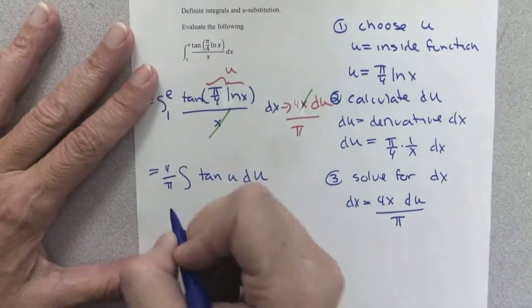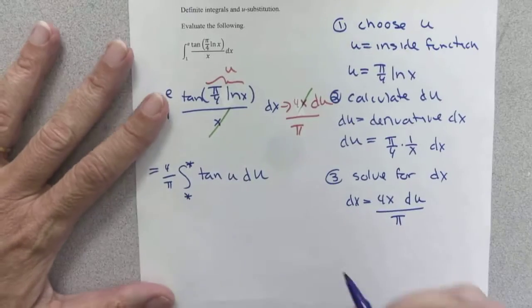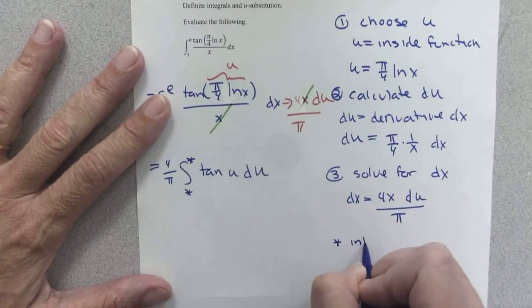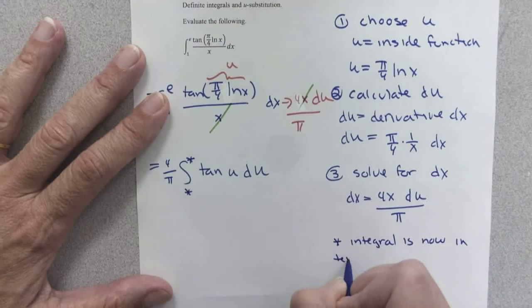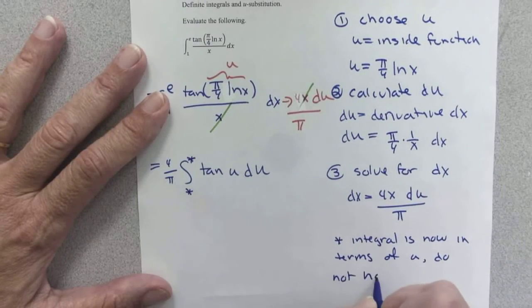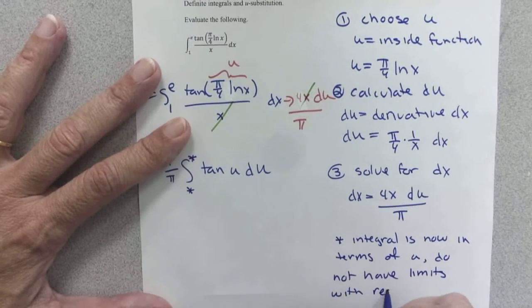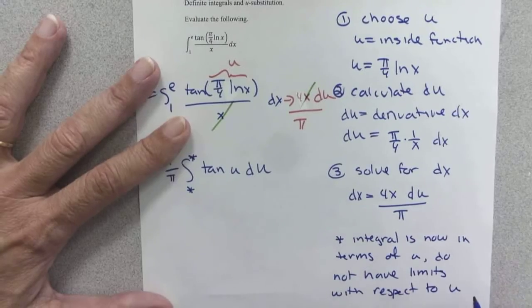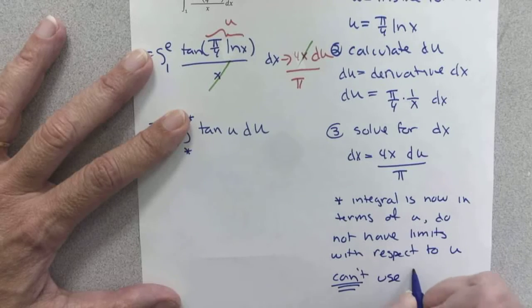Now, this is just my personal thing. I will put little asterisks there. You won't see that anywhere else. This is my little personal thing, where that asterisk means the integral is now in terms of u. We do not have limits with respect to u. Can't use limits with respect to x.